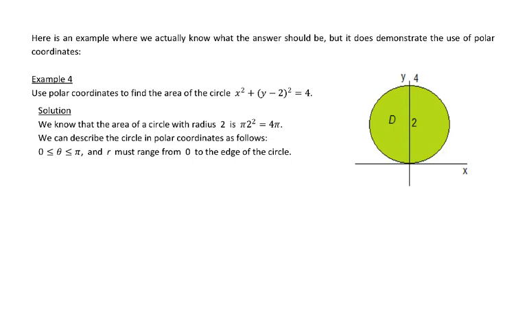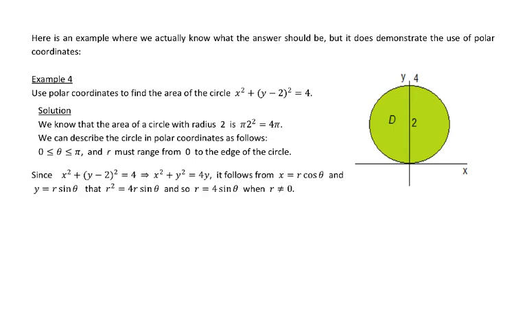The range for r is a bit more complicated. r will range from 0 to the edge of the circle. We now need to describe the circle in polar coordinates using our normal transformation, x equals r cos theta and y equals r sin theta. As you can see, we come to the conclusion that the equation of that circle is r equals 4 sin theta for r not equal to 0. That means that the range for r is between 0 and 4 sin theta.